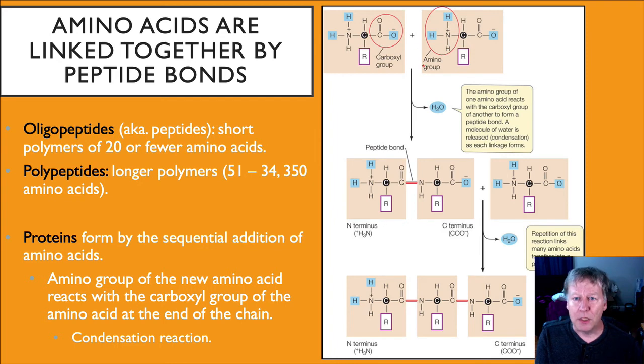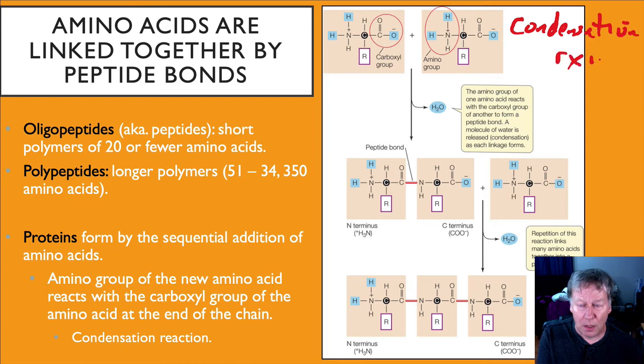What I'm going to use is what is called a condensation reaction, just like we saw with DNA and nucleotides. Condensation reaction, RXN, short for reaction. And I'm going to join the carboxyl group on one amino acid with the amino group on the other. From the carboxyl group, I'm going to remove the oxygen. From the amino group, I'm going to remove two hydrogens. These are going to join together and form water. That's why it's a condensation reaction.